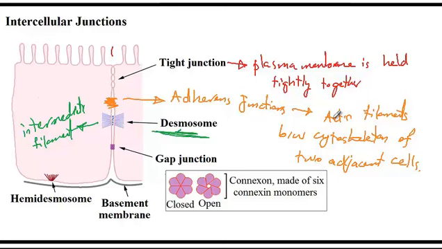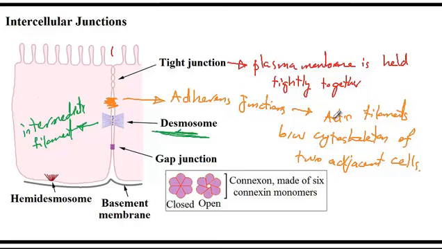Then we have hemidesmosomes, which are similar to desmosomes in that they connect to the intermediate filaments, but the difference is that they connect the intermediate filaments of cells to their basement membrane. So here you can see that the cell intermediate filament is connected to the basement membrane. So that's the difference between hemidesmosome and desmosome.